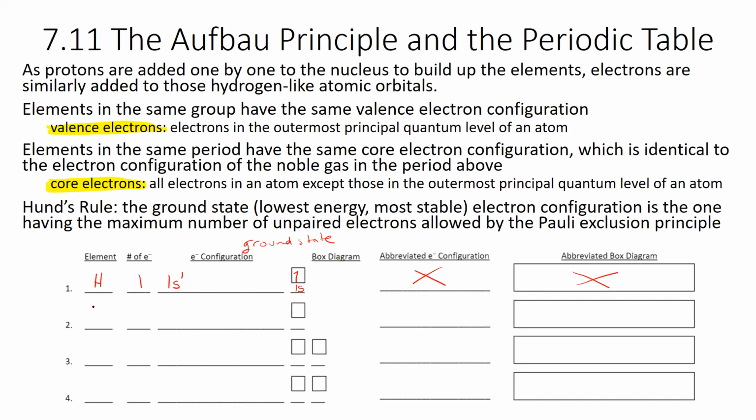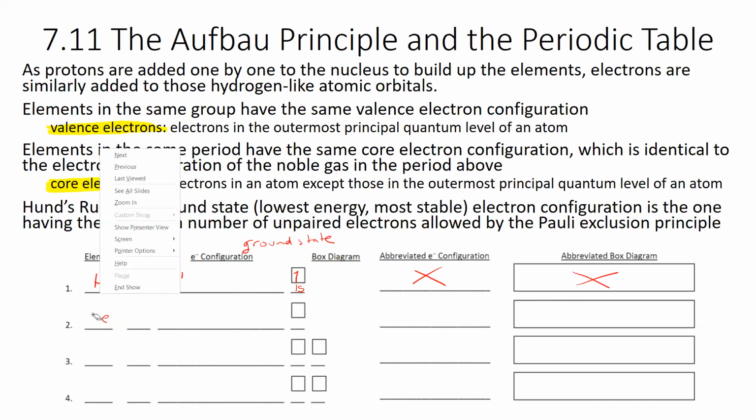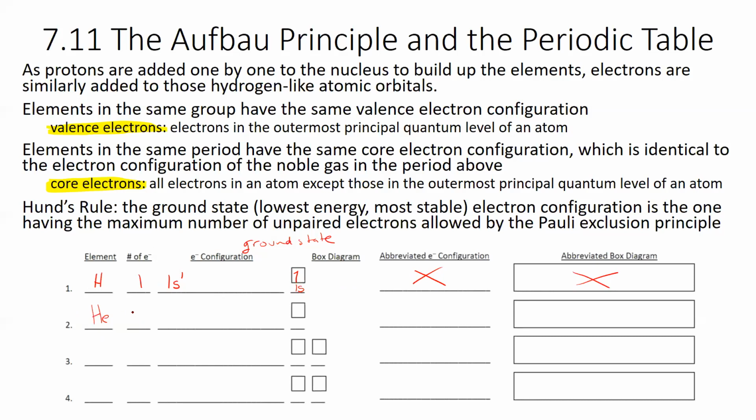Then we can go on to our next element, helium. So helium has 2 electrons. Those 2 electrons are going to go in the same orbital because we can fit 2 electrons per orbital, and we don't have to start putting electrons into a higher energy orbital until we fill up all of the ones of the same energy. So here I can put both of those electrons into the 1s orbital. So we go to our box diagram, 1s with 2 electrons in it. And again, we do not need the abbreviated box diagram for this.